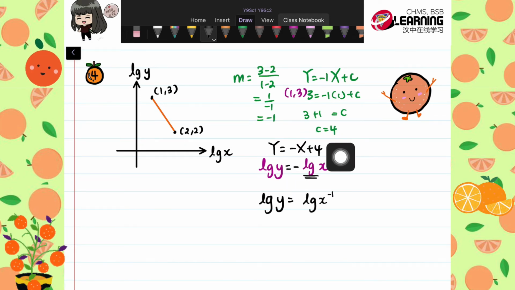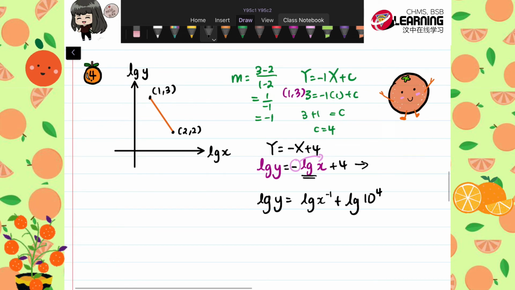This negative, I move it up, so it becomes power negative 1. And plus this one, I make it log 10 to the power 4. Why log 10 to the power 4? Because basically this 4, you actually just need to add on log 10. Why? Because log 10 equals 1. So if I want to add log there, I need to add log 10.